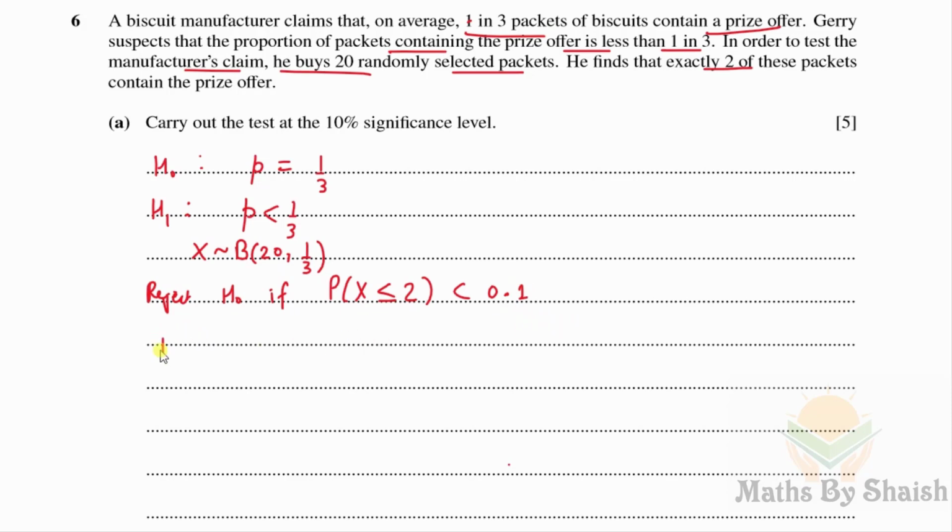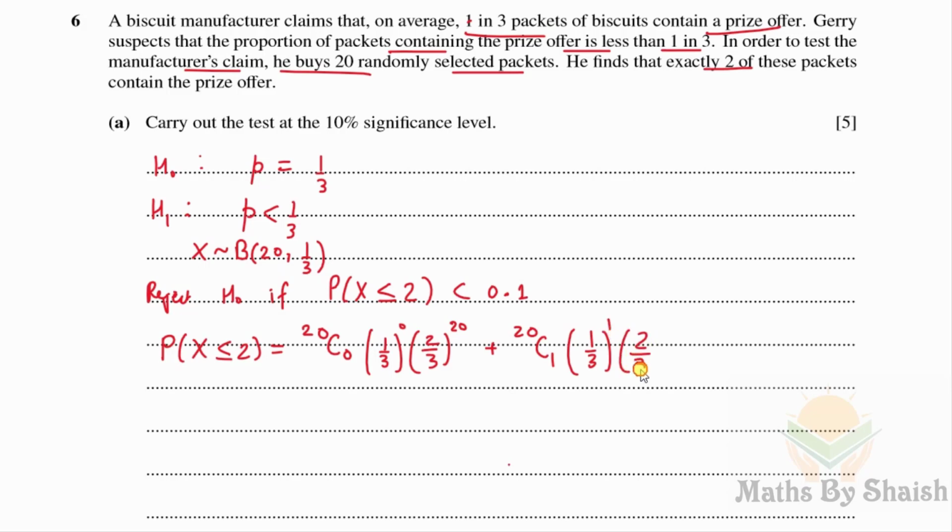So let's find the probability. The probability for X less than or equal to 2 is going to be the probability of X equal to 0, 1 and 2, and that is going to be 20C0 times p, that is 1 over 3 to the power 0, and q would be 1 minus 1 over 3, that is 2 over 3 to the power 20, plus 20C1 times 1 over 3 to the power 1 and 2 over 3 to the power 19, plus the last one, 20C2 times 1 over 3 to the power 2 and 2 over 3 to the power 18.